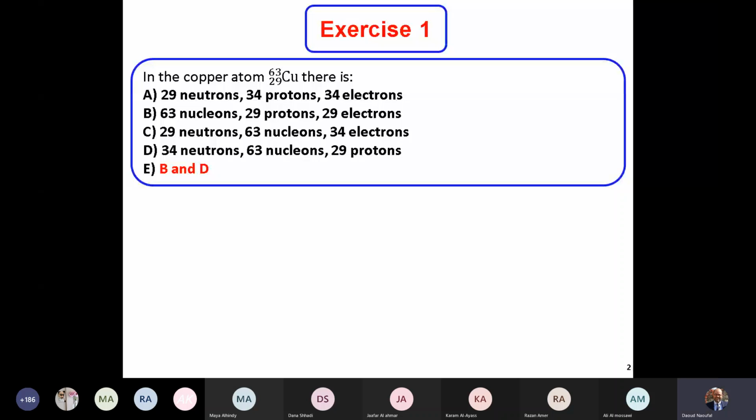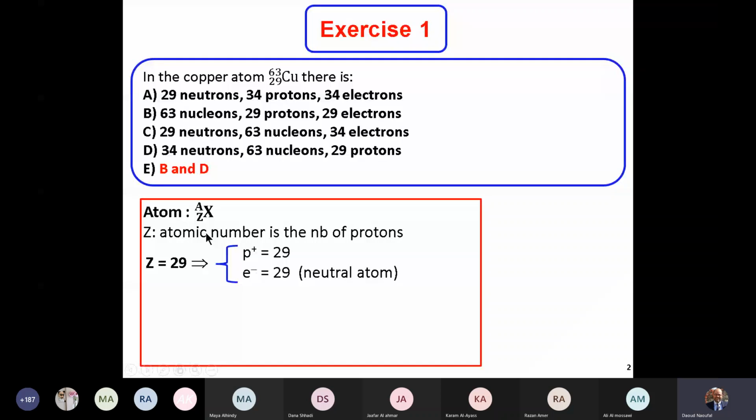So in the copper atom 63 29 Cu, this is a question of the application of knowledge. For an element represented by X A Z, X is the symbol of the element, A is the mass number, and Z is the atomic number, which is the number of protons. So in this exercise, we have 29 protons, and since the atom is neutral, the number of protons is equal to the number of electrons, so we have 29 electrons.